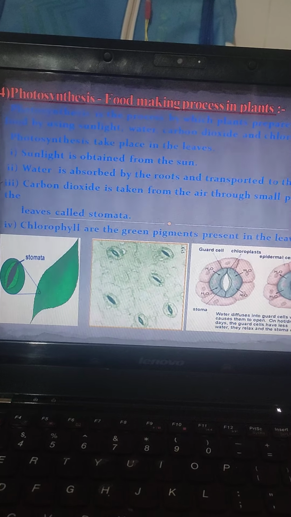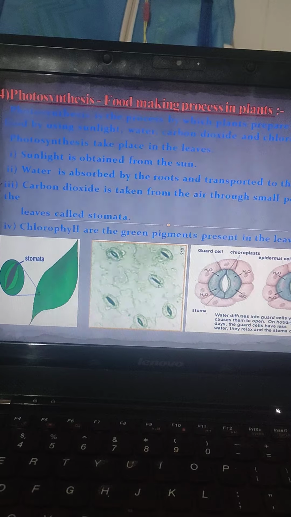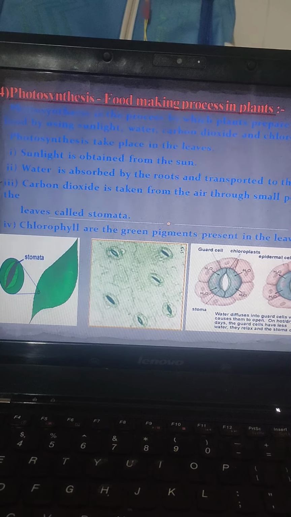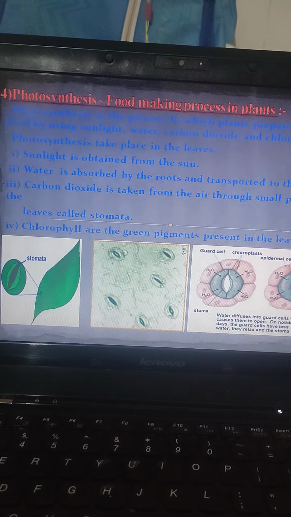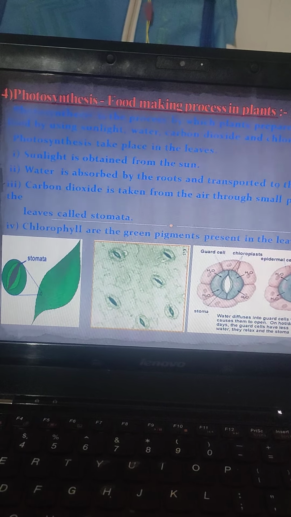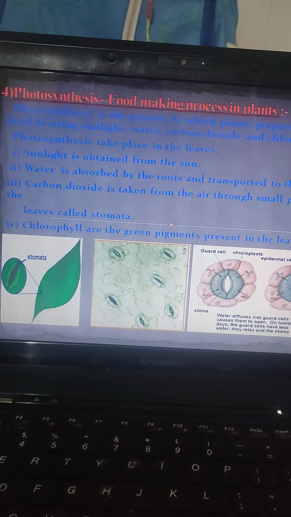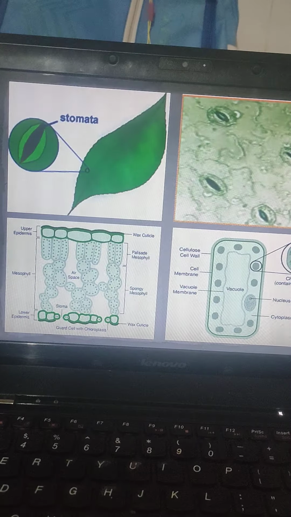You must know the process of photosynthesis, that is food making process in plants. You should be able to explain the whole process. You must be able to recognize the stomata. You must be able to define the function of stomata.